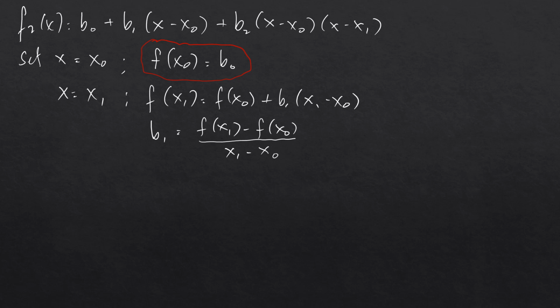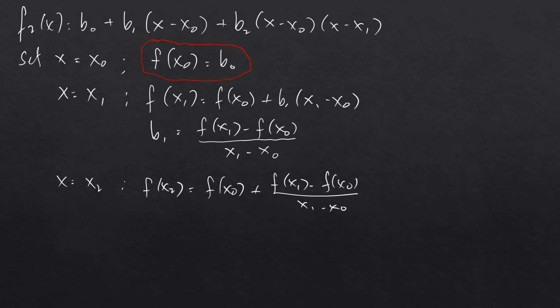Alright, then we set x equal to x sub 2. So f of x becomes f of x2, which is b0, that is f of x0, plus b1, f of x1 minus f of x sub 0 all over x1 minus x0, multiplied by x minus x0.